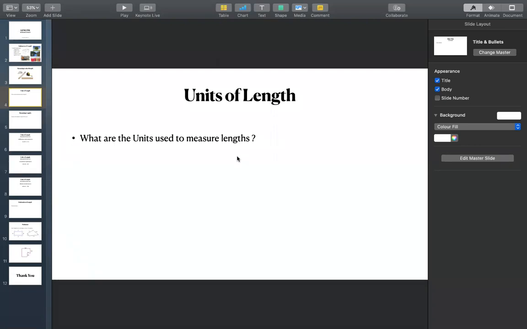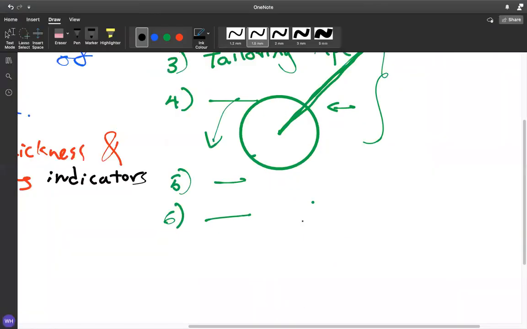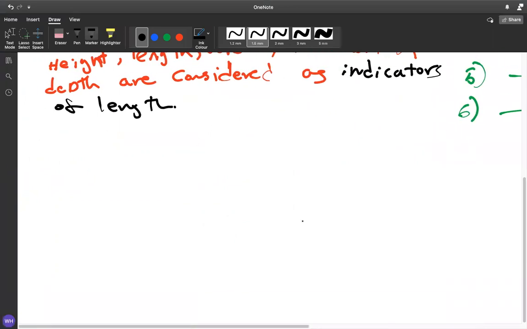Right. So what are the units that we use to measure length? Meters. Yeah, that is meters. One type of unit that you use to measure length. Meters. What else? Centimeters. Oh, very good. Centimeters. Then we'll study about this.